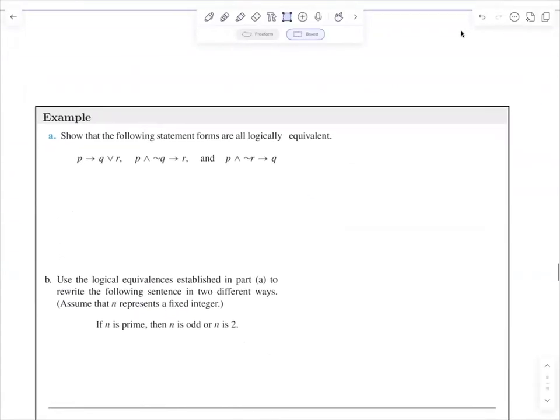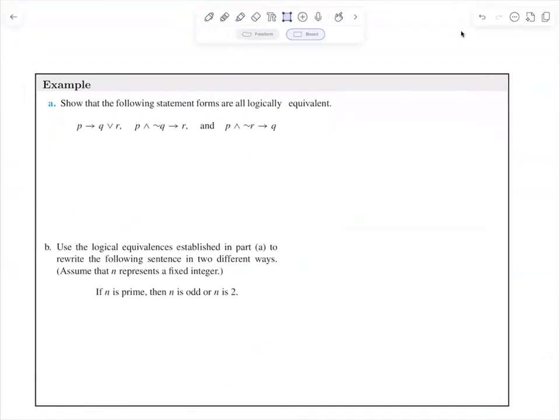In the following example, we want to show that P then Q or R is equivalent to P and not Q then R, and it's equivalent to P and not R then Q. Well, in order to do that, you can basically construct the truth table. You can also use the fact that A then B is equivalent to not A or B. So let's see what happens here.